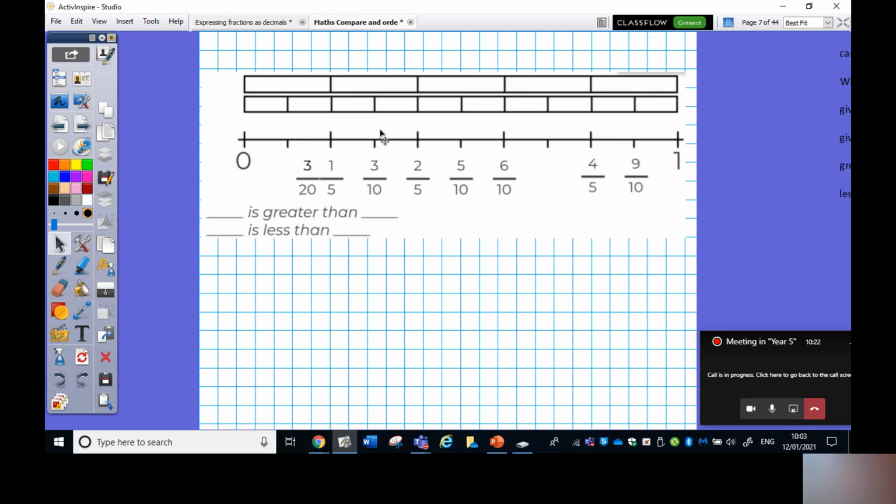Great. Can you now give me a greater than sentence? Fantastic. And now a less than sentence? Okay. Can you give me a greater than sentence where the denominators are the same? Fantastic. And now can you give me a less than sentence where the denominators are the same? Great. Okay, good job.